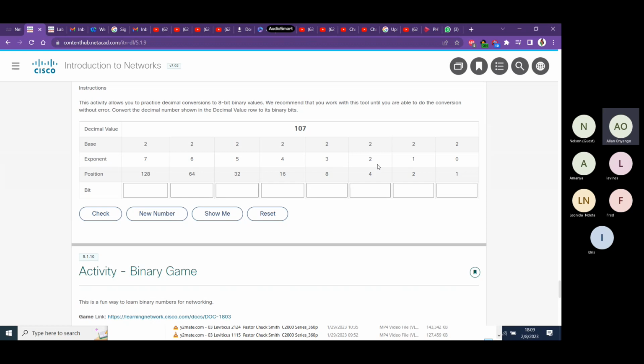We are going to compare 107, which is the number we are given, with 128 all the way to 1. So the first question is this: is 107 greater than or equal to 128? 107, the number we are given. No, it is less. So if the number we are given is less than the first, 128, we put a zero there. Then we go to the next number, which is 64.